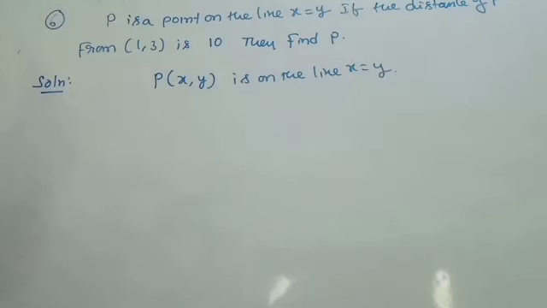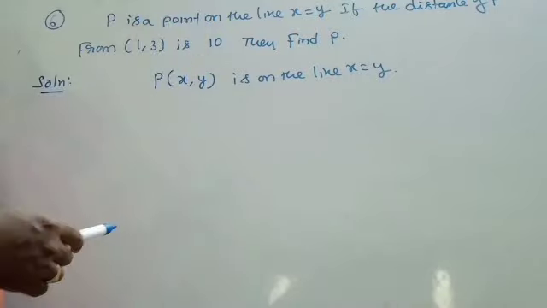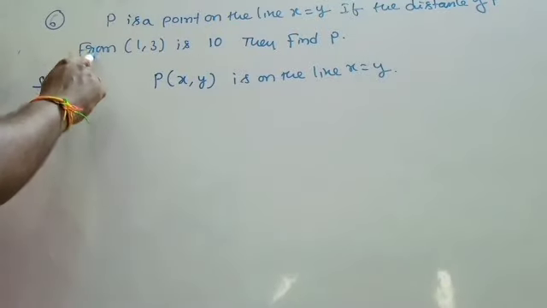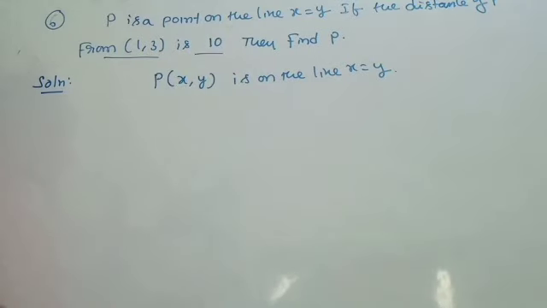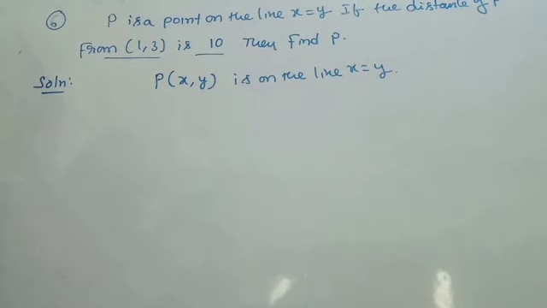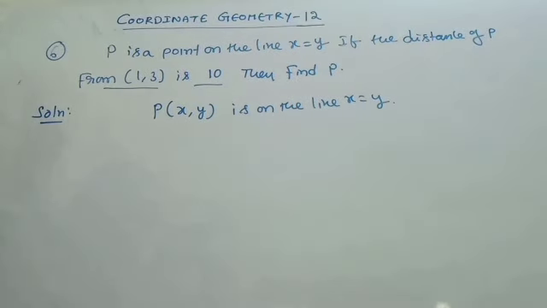Now another interesting problem. P is a point on the line x equal to y. If the distance of P from 1 comma 3 is 10 units, then find P. How are we going to do this problem? You see, my dear students, how we will be doing this.